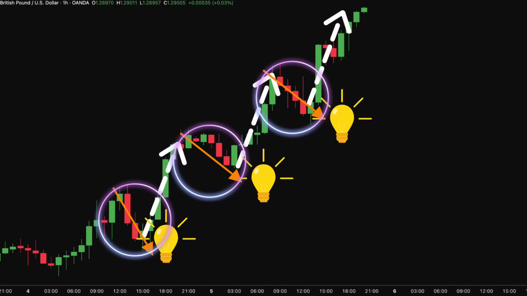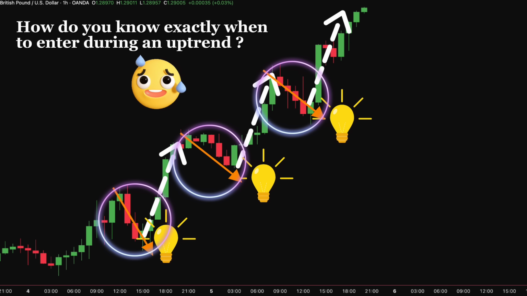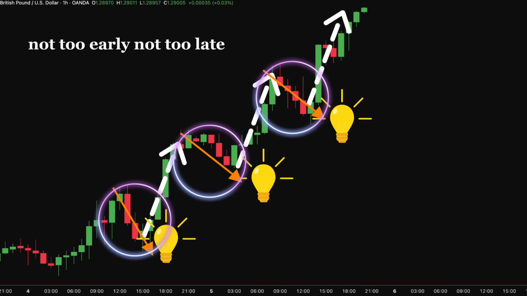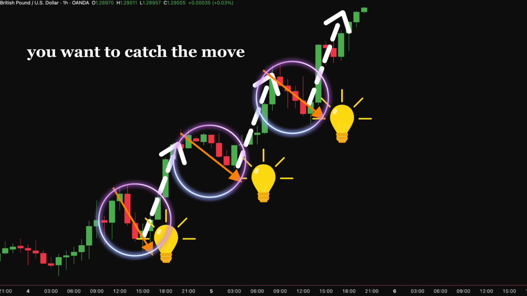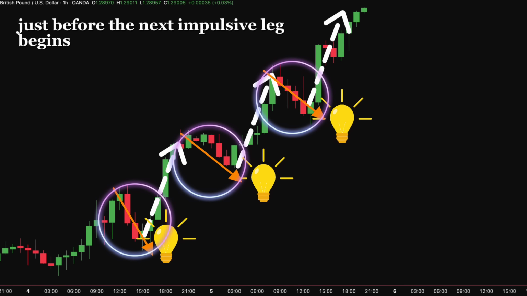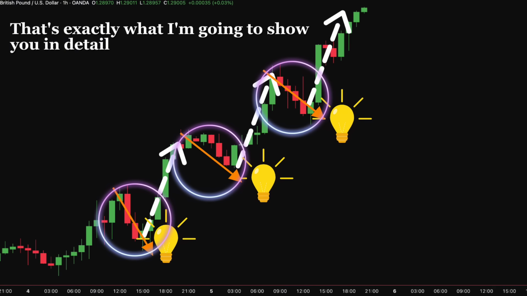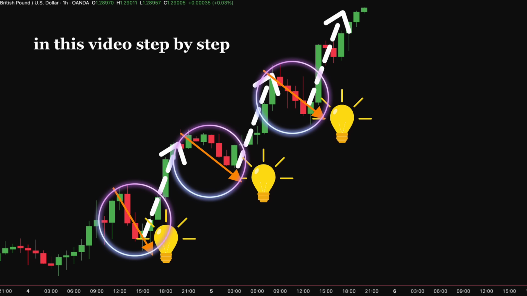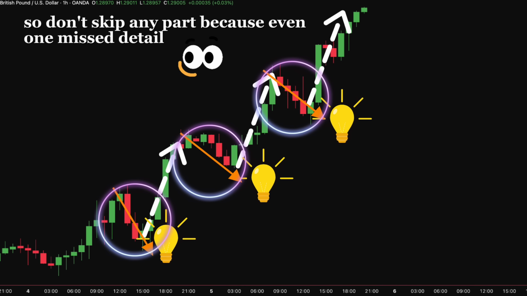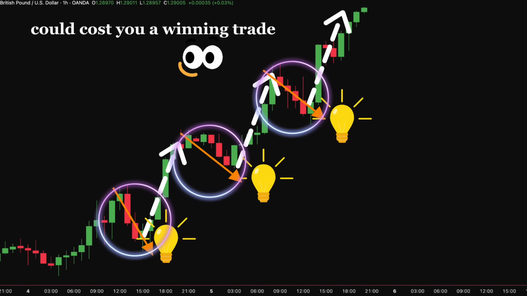So now you understand how a professional trader thinks during an uptrend. But here's the big question. How do you know exactly when to enter during an uptrend? Not too early, not too late. You want to catch the move right at the end of the pullback, just before the next impulsive leg begins. That's exactly what I'm going to show you in detail in this video, step by step. So don't skip any part, because even one missed detail could cost you a winning trade.